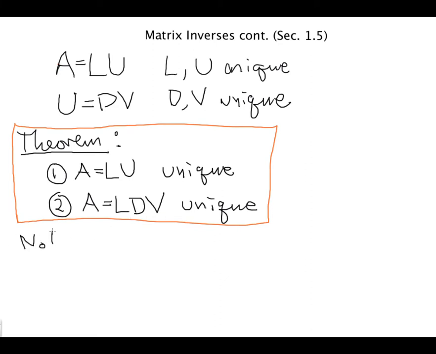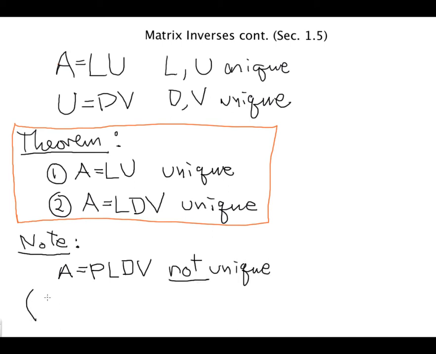And you might be tempted to think the same thing holds true of the permuted LDV decomposition, but that's not true. So I'm going to write here A equals P LDV is not unique. And I'll leave it to you. Maybe you should pause the video now and find an example of a matrix A which can be written in a permuted PLDV decomposition in more than one way.